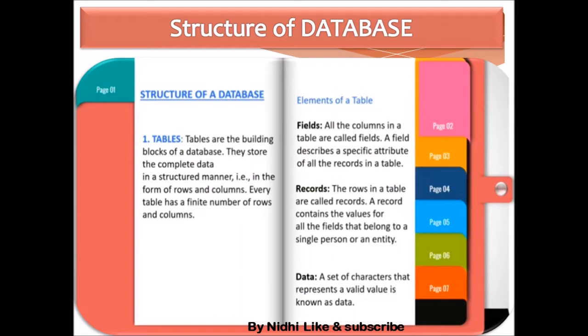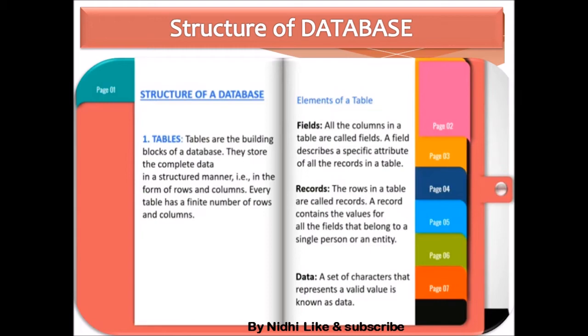Okay, so just see the structure of a database. A database consists of tables, and tables contain fields, that means the names of the columns. Records means rows, and data means the particular value in a particular row and column, or you can say in a cell. Tables are the building blocks of a database. They store complete data in a structured manner in the form of rows and columns.